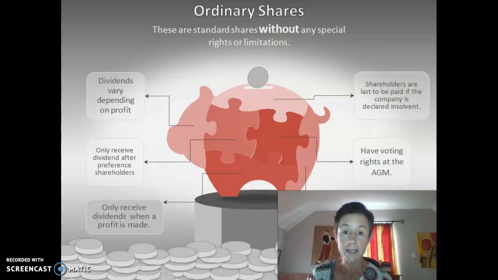And you'll only get dividends if the company has made a profit. The shareholders are last to be paid if the company is declared insolvent. So everyone else will be paid, and only then, if there's any money, will you then get your portion. The one positive thing is that as an ordinary shareholder, you have rights to vote at the AGM that takes place. Right. The higher the profit the company makes, the more dividends you will receive.